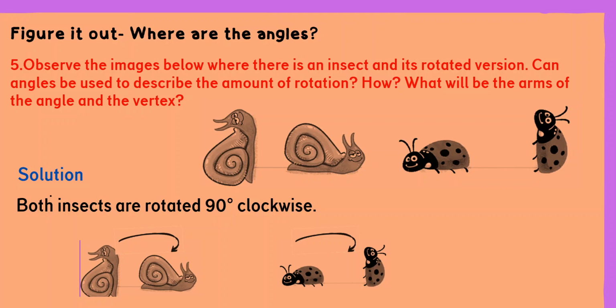Observe the image below where there is an insect and its rotated version. Can angles be used to describe the amount of rotation? How? What will be the arms of the angle and the vertex? Here, if we observe these insects, the first one is standing, the next one is sleeping. Similarly, the second one is sleeping, the next one is standing. Both the insects are rotated 90 degrees, as depicted here. See, standing, it exactly rotated 90 degrees. In the second picture, this insect also rotated upward, so 90 degrees, exactly a right angle it moved.